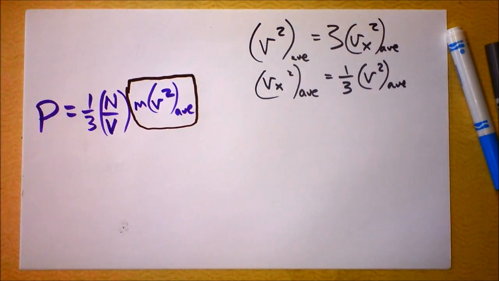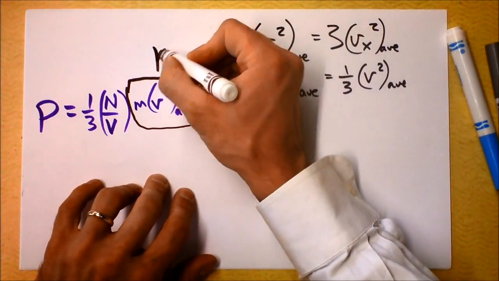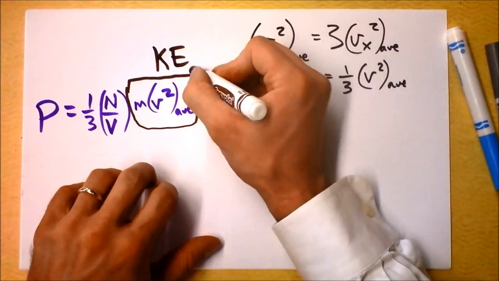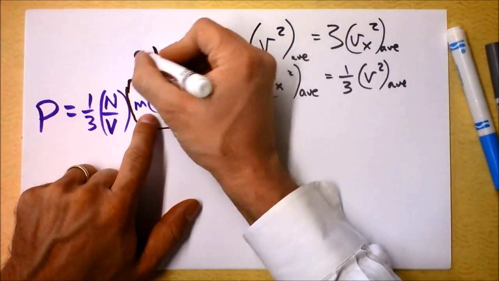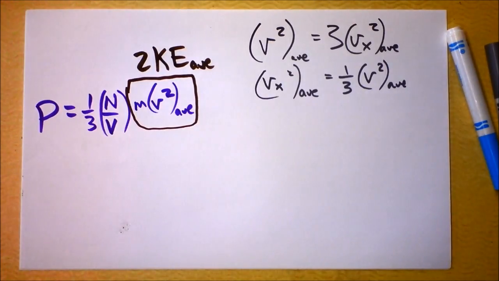mv square. Well, that's related to the kinetic energy. Is it the kinetic energy average? No. How is it related to the kinetic energy? Well, it's twice it. All right, super. So now I can say, oh boy, this is getting even better.